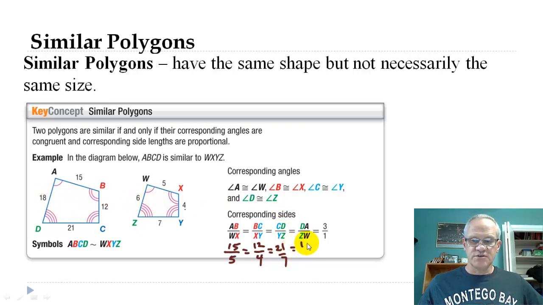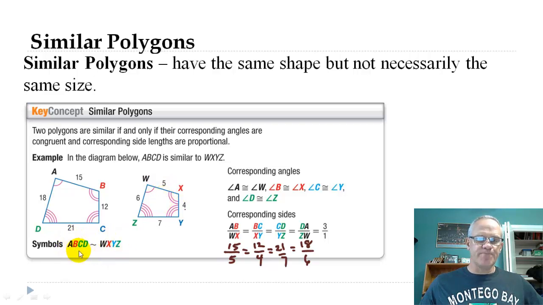So when you put the numbers in here, you notice, what's 15 divided by 5? 3. What's 12 divided by 4? 3. 21 divided by 7? 3. 18 divided by 6? 3. All of those sides come out to be the same ratio. They're all, in this case, 3 to 1 or 3. So that's the whole key with similar polygons, is that the sides are proportional. The ratios are the same.